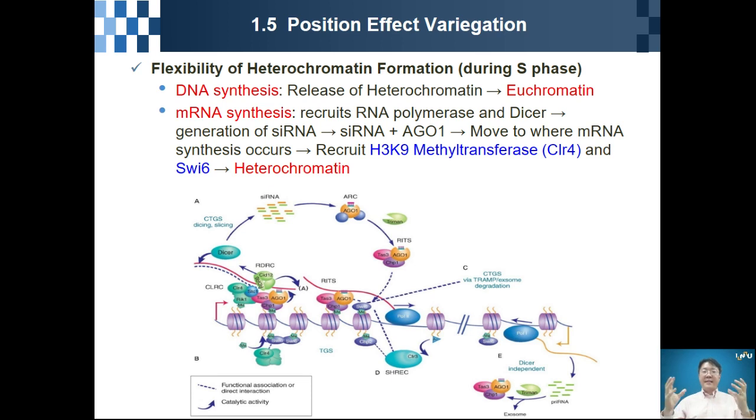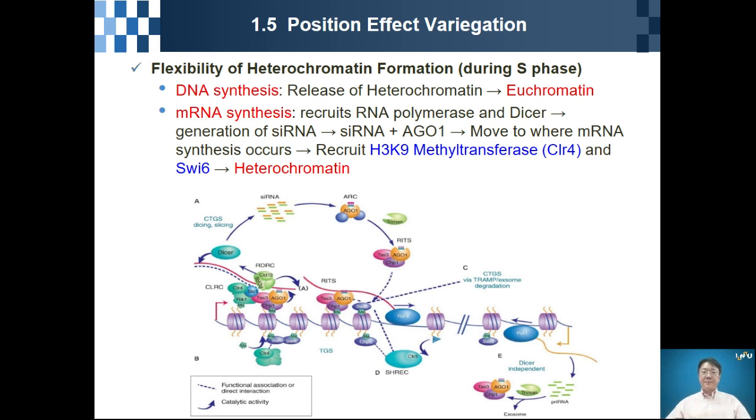After that, DNA synthesis happens, and simultaneously mRNA synthesis happens, and there are several steps. Finally, CLR4 does the methylation, and also recruits the SWI6 protein. After that, this region becomes a very condensed heterochromatin region. If we want detailed information, I will teach you in chapter 9 or chapter 10.